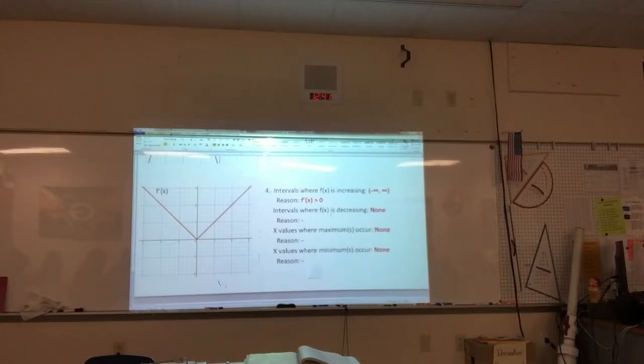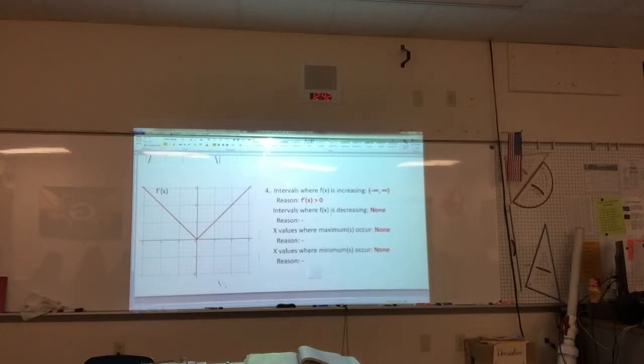This is a weird one because the derivative is always positive except for this point where x is equal to 0, which means this function, f of x, this is the graph of f prime, the graph of f of x is always increasing. It increases at different rates, but it's always increasing. Because the derivative is never negative.